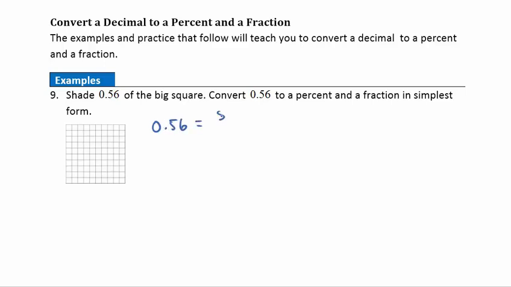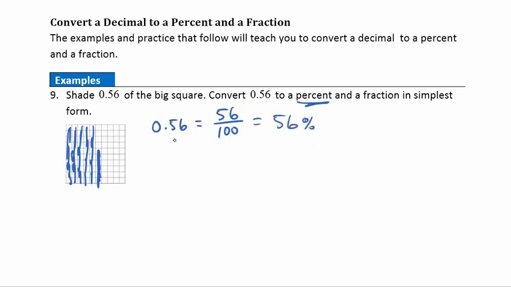Here's what that means. 56 out of 100, which is perfect because we have 100 squares here, so all we have to do to shade that is shade 56 of these things. So there's 10, 20, 30, 40, 50, 6. Okay. Convert it to a percent. Well, we've got it right here. Look at 56 out of 100. Well, that's just 56%.